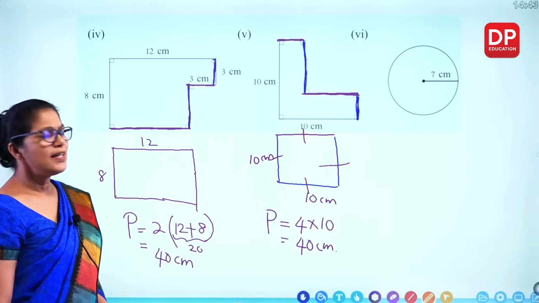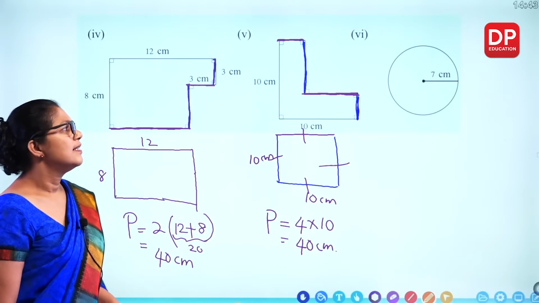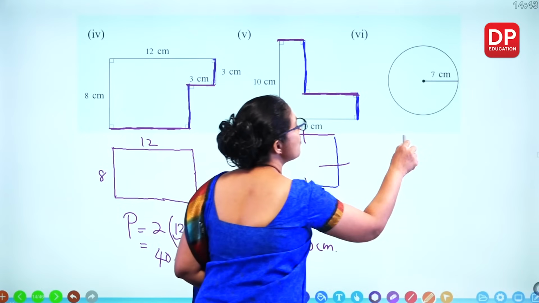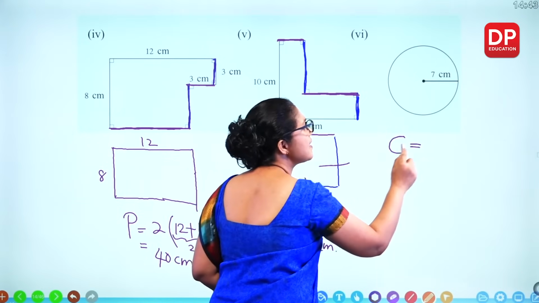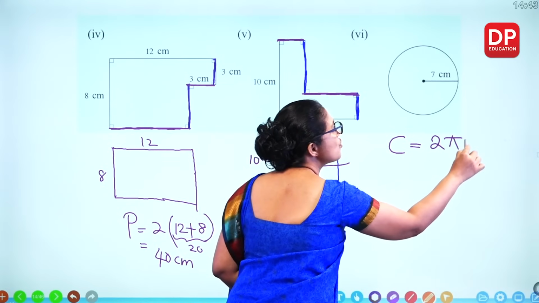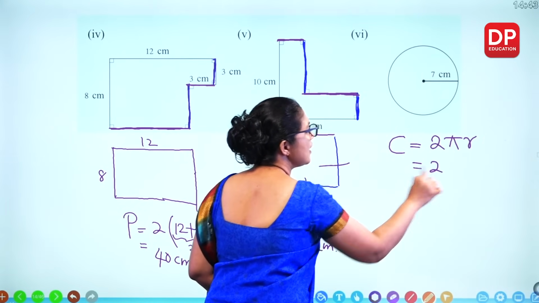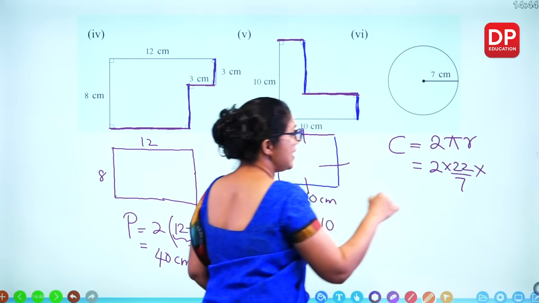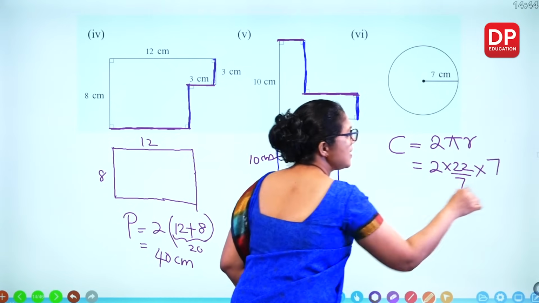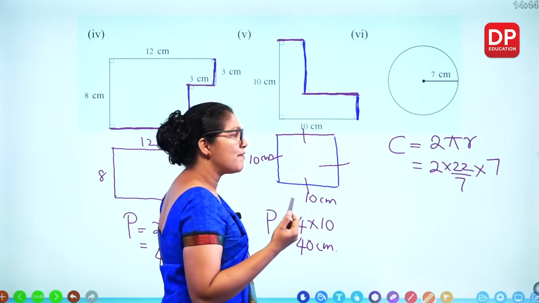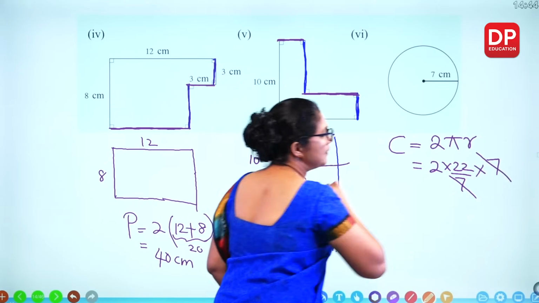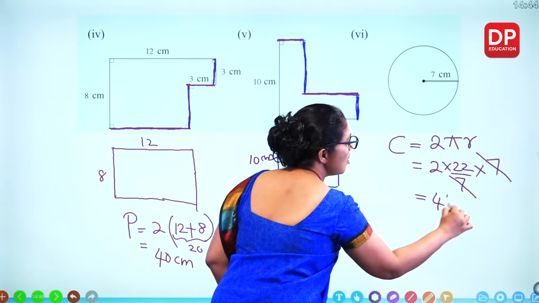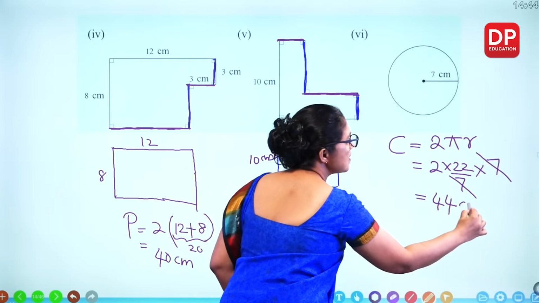What about the third one? Third one is a circle. What's given? Radius is given. So straight away you can use the formula. The circumference is equal to 2 pi r. So here pi is 22 over 7. So what's the radius? Radius we can use as 7. Now try to simplify. 7 gets cancelled out and you get 2 times 22 is 44. This is in centimeters.